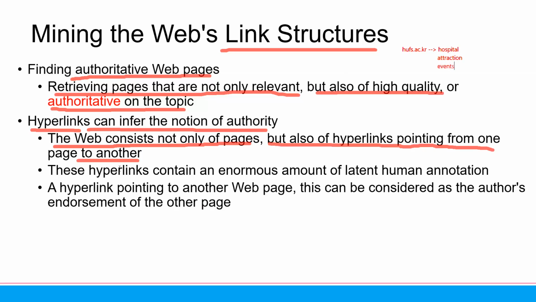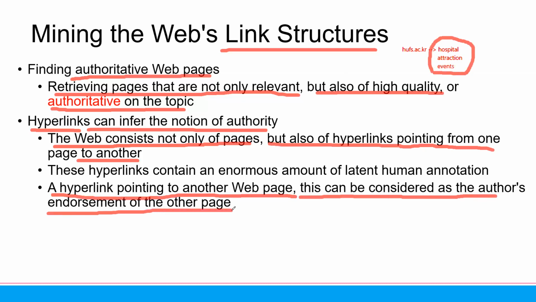So these hyperlinks contain an enormous amount of latent human annotation. This hyperlink can be different for every domain. A hyperlink pointing to another web page can be considered as the author's endorsement of the page. What does it mean?